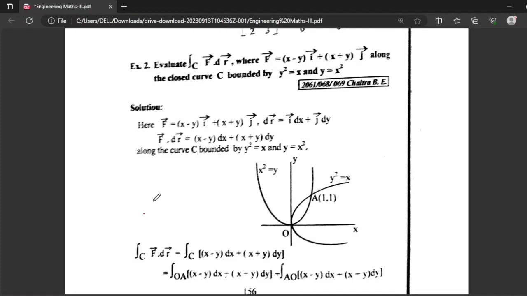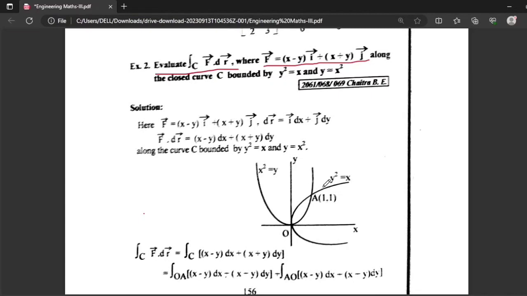In this video I will be discussing the line integral problem that was asked in the question paper of 2061, 68, 69 Chaitra of 3v1 University. So the question is, evaluate the line integral where f vector is x minus y i vector plus x plus y j vector along the closed curve C bounded by these two parabolas, y square is equal to x and y is equal to x square.